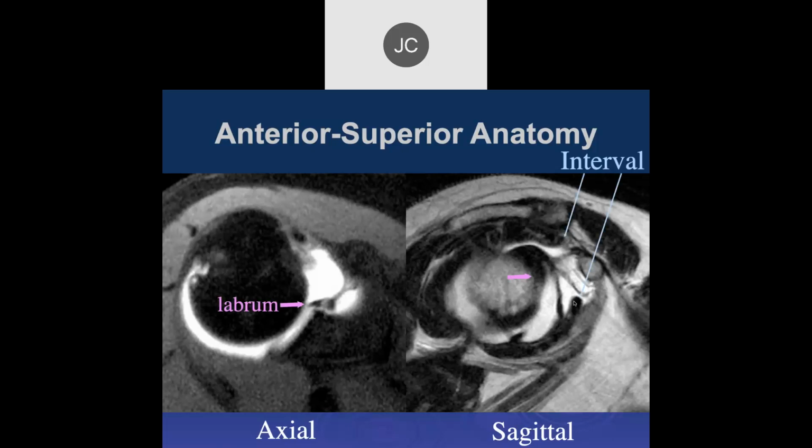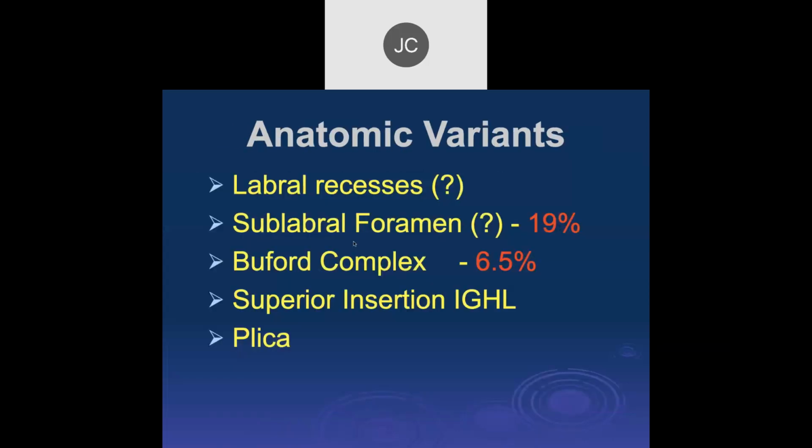So there's the labrum. Here's the superior labrum in that location. And then the middle glenohumeral ligament, and then the superior glenohumeral ligament over there. So there are a lot of anatomic variants. You can get labral recesses. Now, below the equator, there's supposed to be no space between the labrum and the glenoid. So if you see fluid deep to the inferior labrum, that's considered abnormal, and you have to be concerned about a tear. Above the equator, you can have what are thought to be normal recesses.